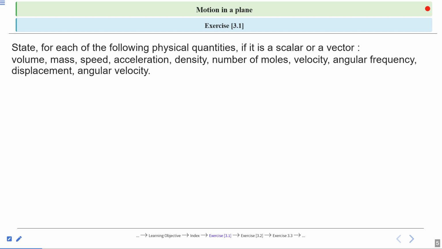So our first question is, state for each of the following physical quantities if it is a scalar or a vector: volume, mass, speed, acceleration, density, number of moles, velocity, angular frequency, displacement and angular velocity. So in this you have to find out which one is a scalar physical quantity and which one is the vector physical quantity. Think about it.